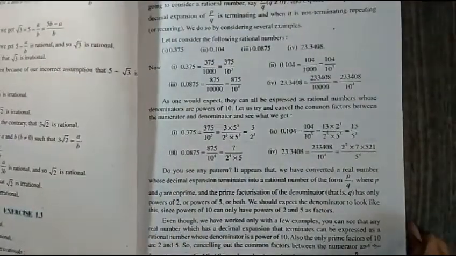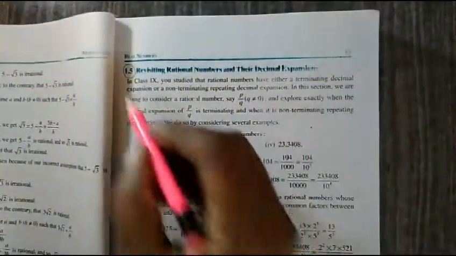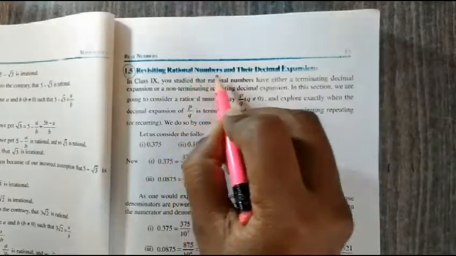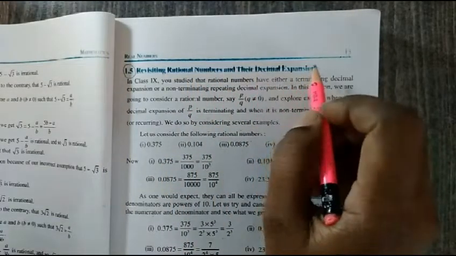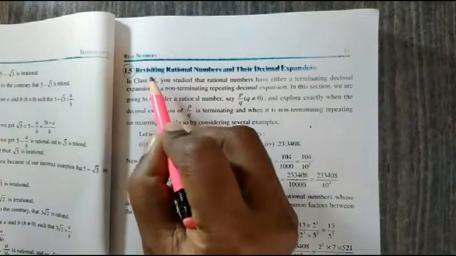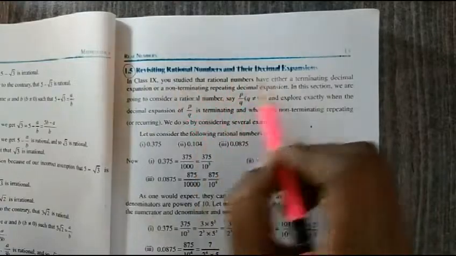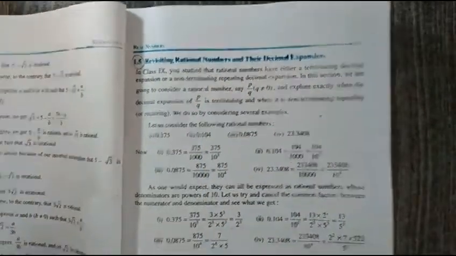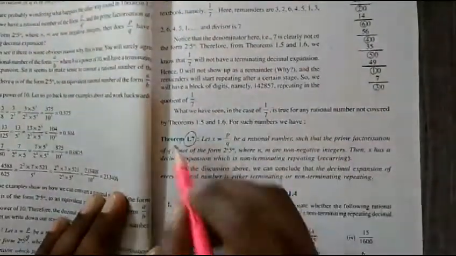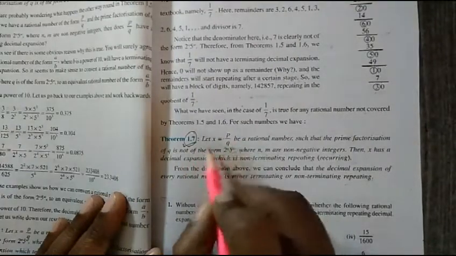Then next, take page 15. Section 1.5, revisiting rational numbers and their decimal expansions. You have to study the rational numbers and their decimal expansions which I have taught you in the video. Then theorem 1.7 you have to study, that is how to write in the p/q form. So that you have to study. So that's it for chapter 1.